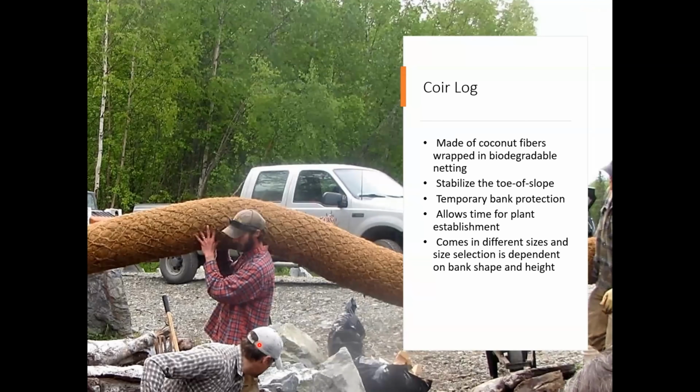I'll go into another toe protection, and it's the coir logs. Coir logs are made of coconut fiber wrapped in a biodegradable netting. They stabilize the toe of the slope. They don't require heavy equipment. They do allow time for plants to grow, as they do eventually break down. In Alaska, I think we've seen them last anywhere from a couple of years up to like 10 years. And they come in different sizes that can be selected. So you can have a 12-inch coir log, an 18, and a 20-inch coir log, I believe, depending on what bank height you need.